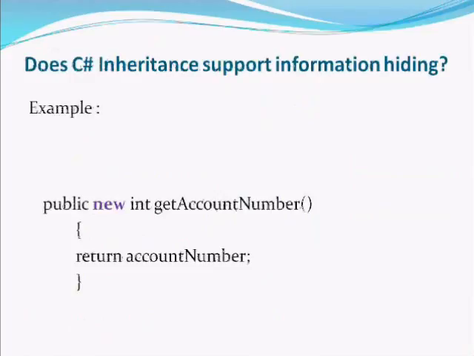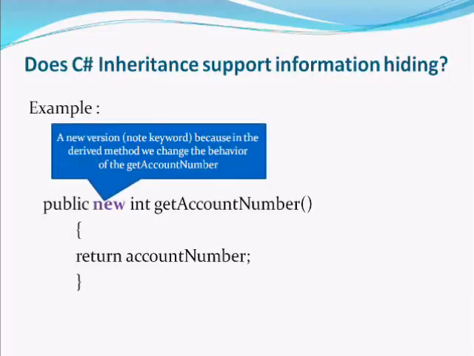Information hiding in C# inheritance. Another important thing in C# inheritance is that it complies with information hiding. Then we consider how it is done by the C# language. The derived class is free to implement its own version of a base class method. This is called hiding the base class method and is accomplished by marking the method with the keyword new. Therefore, we can mention that inheritance in C# supports information hiding in the base class.